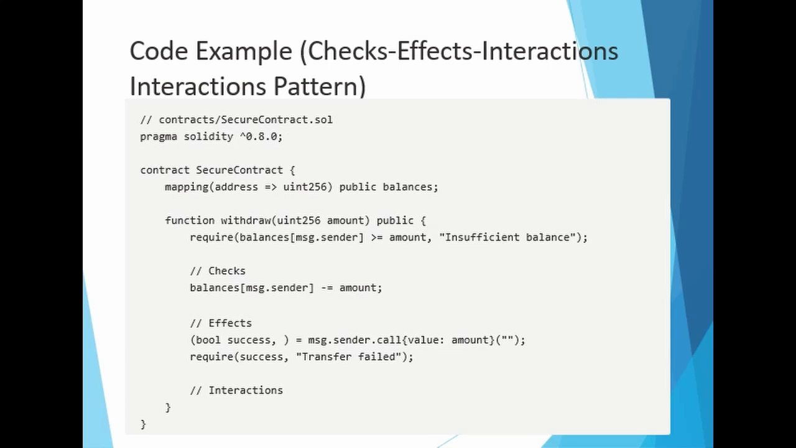Here is the example for the checks-effects-interactions pattern. The contract first checks if the user has a sufficient balance. This is the checks part. Then the effects part updates the user's balance to prevent reentrancy. Then the interactions part transfers the amount to the user. This order ensures that the contract state is updated before any external calls are made.